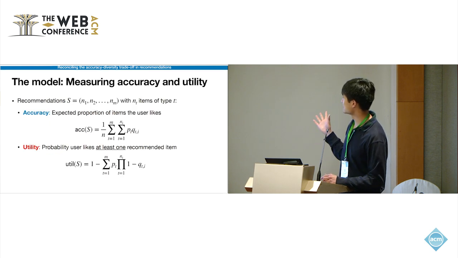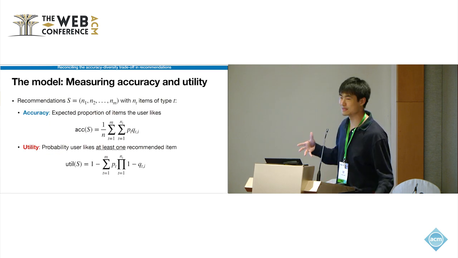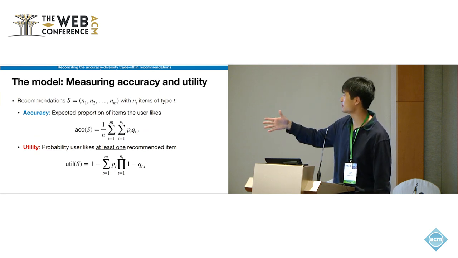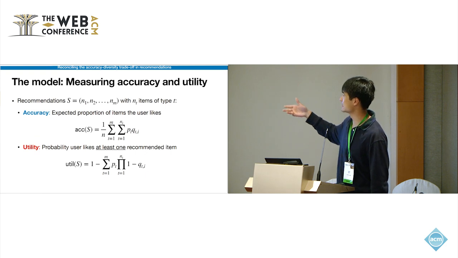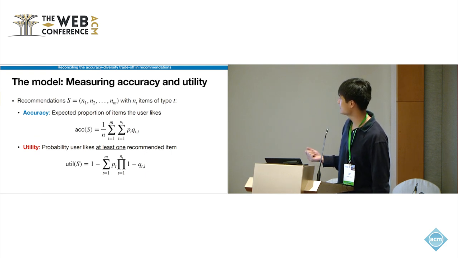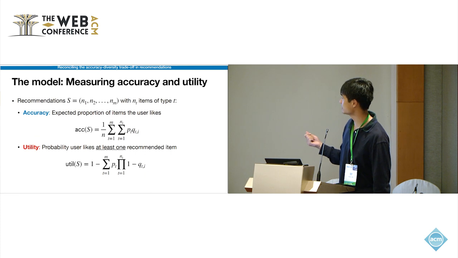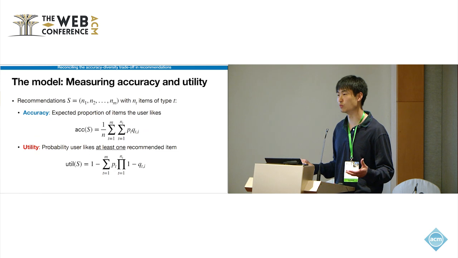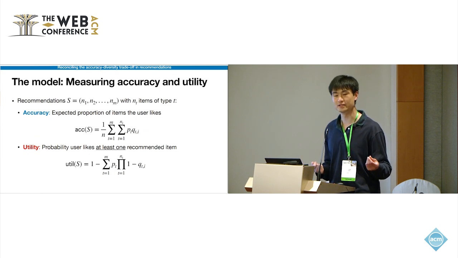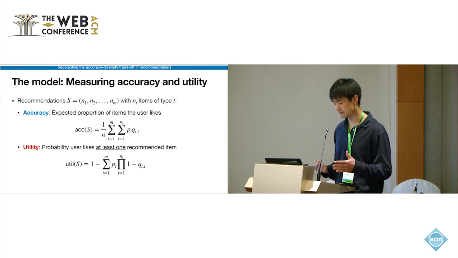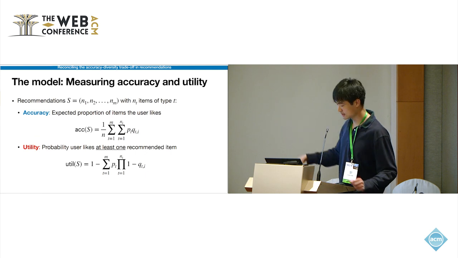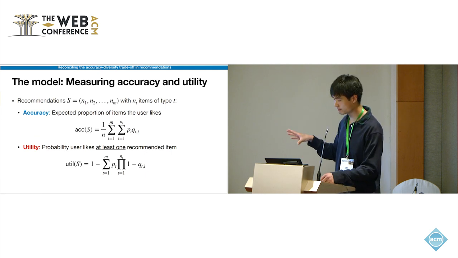So then under the setup, what we want to do is recommend some set of N items. And given some set, we choose a certain number of items of each type, and then we can calculate the accuracy, which is the expected proportion of items the user likes, as well as the utility. And here the utility is the probability the user likes at least one recommended item. This is the equivalent of the maximum value of items when the items have a binary value. Okay, so here we imagine the user only really wants to use one item, so this is what we really care about: the probability the user likes at least one recommended item.